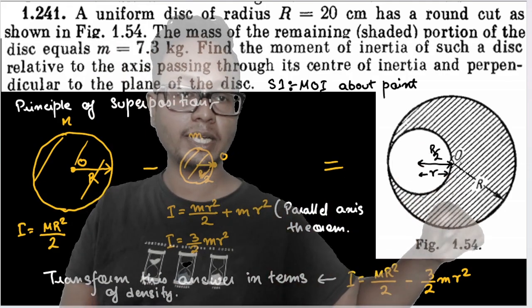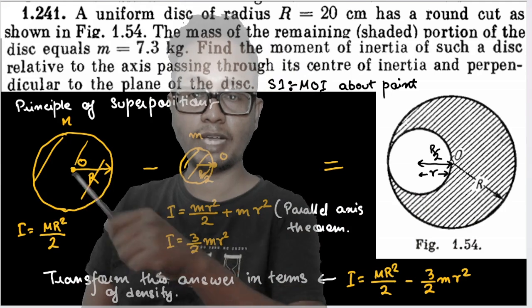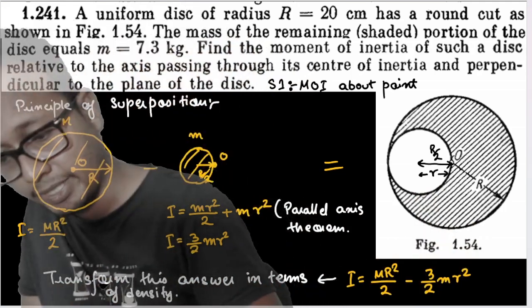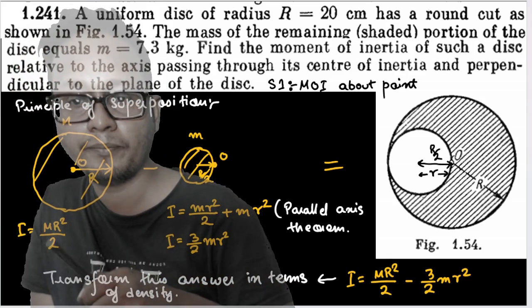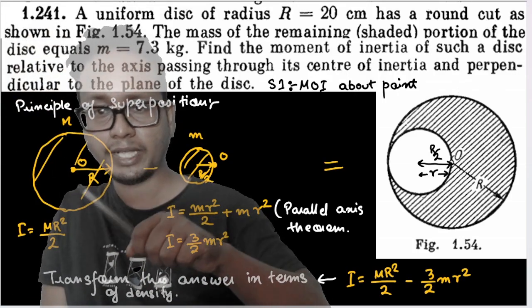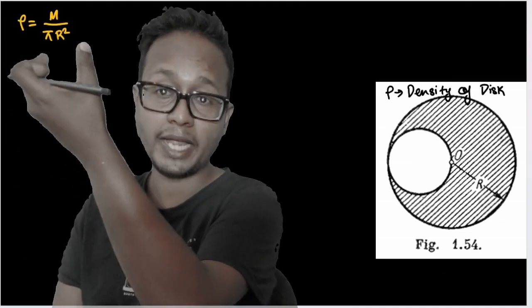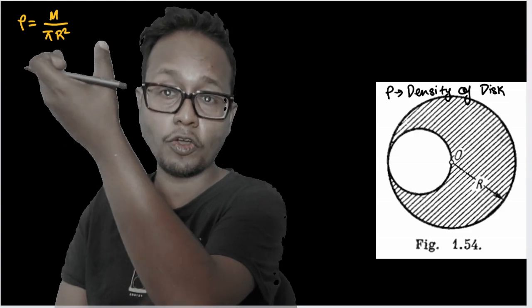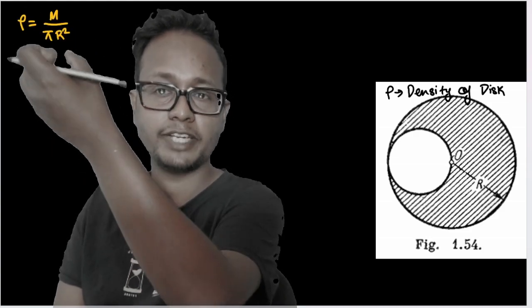Why? Because all the material is made up of the same thing, isn't it? Every material out here is made up of the same thing. That's why everything will have the same density, isn't it? So density is equal to the mass of this entire thing, which is nothing but M, divided by the area of the entire thing. The area of the entire thing is nothing but pi R square. See, I'm finding out planar density or areal density. Okay, this is not volumetric density. This is planar density. That means mass divided by area.